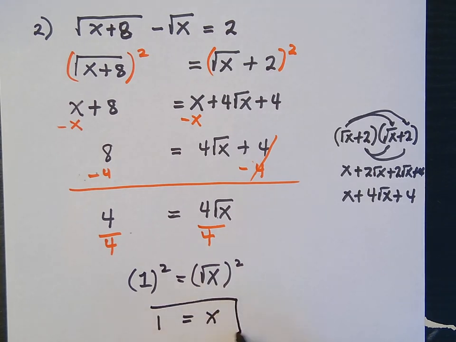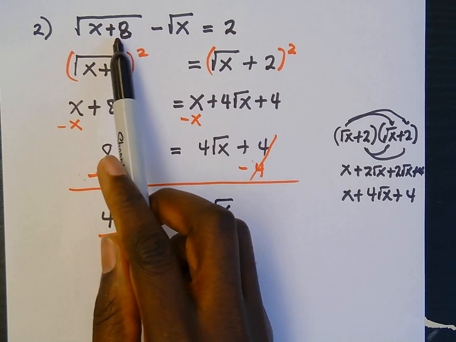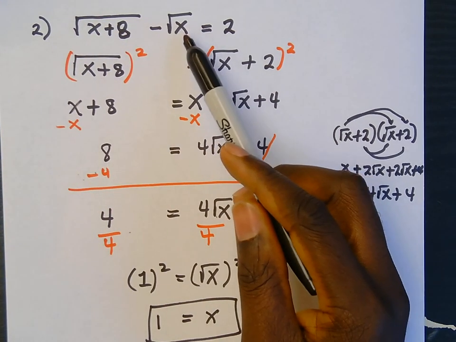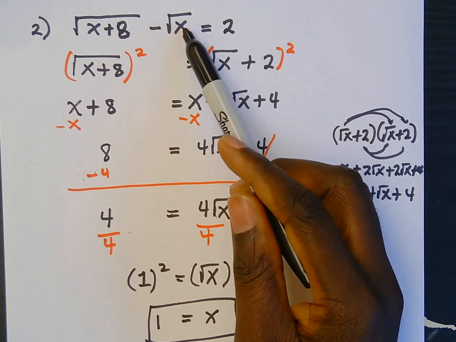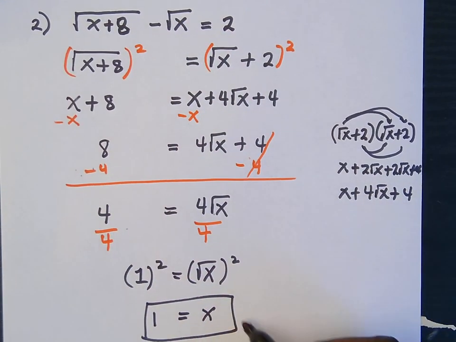And again, you want to plug it in to see if that works out. If I plug in 1, 1 plus 8 is 9, the square root of 9 is 3, then the square root of 1 is 1, so I have 3 minus 1, which equals 2. So the answer checks out nicely.